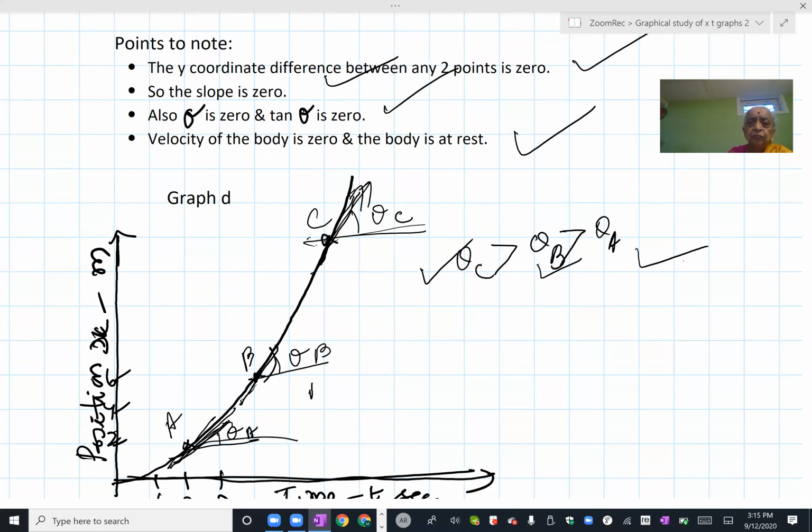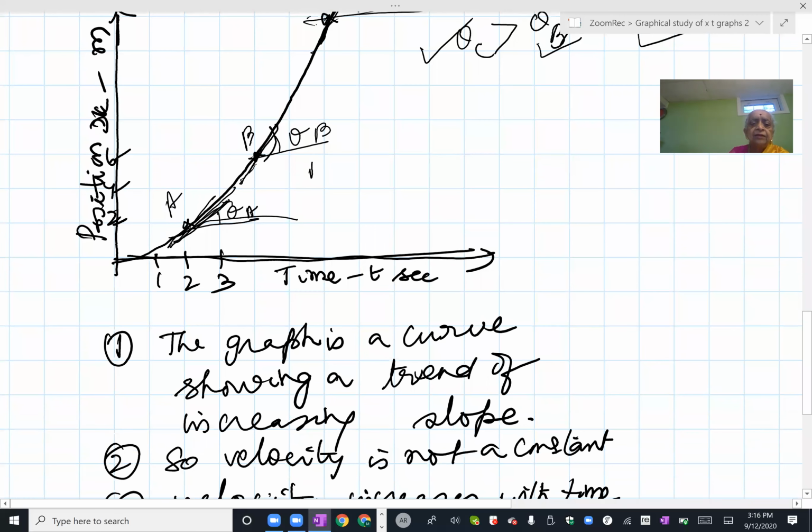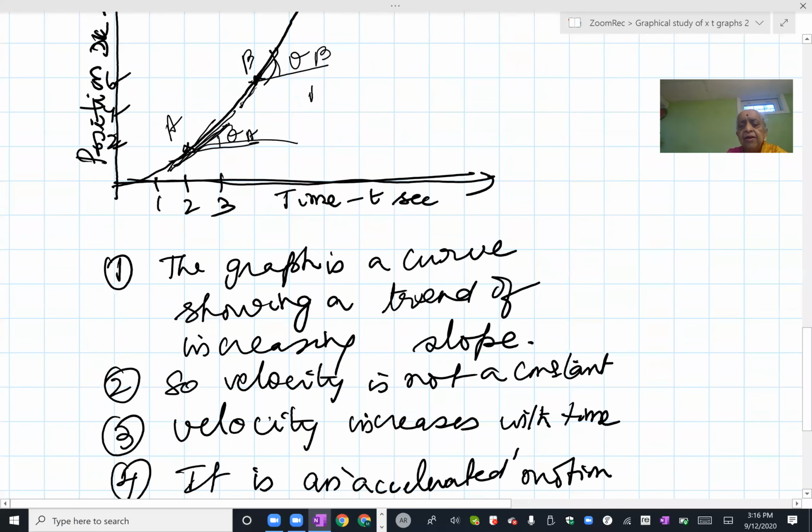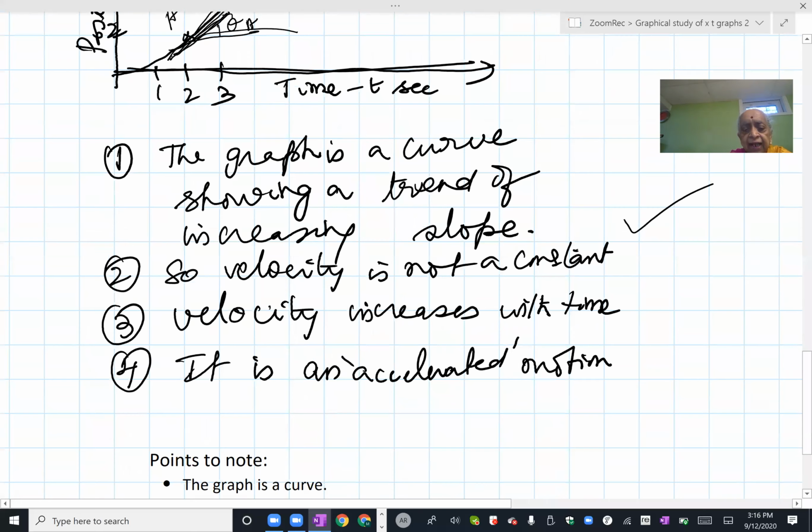That means the velocity of the body is not going to be a constant. It's going to increase every time the time considered is on the increase. In other words, if velocity increases with time, it is an accelerated motion. But I cannot commit myself to saying whether it is uniform acceleration or variable acceleration. That will be dealt with after we have mastered all this in the fundamental part of it. It is only accelerated, that much I can surely say. The graph is a curve showing a trend of increasing slope with increasing time. So velocity is not a constant. Velocity increases with time, or in other words, it's an accelerated motion.